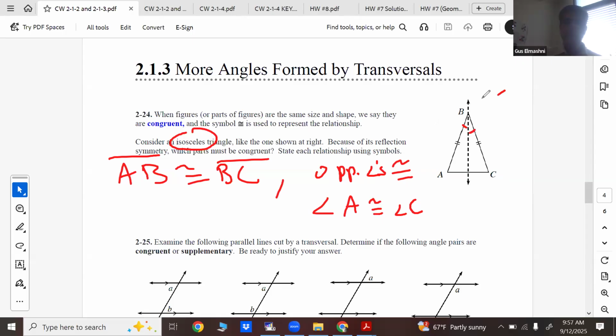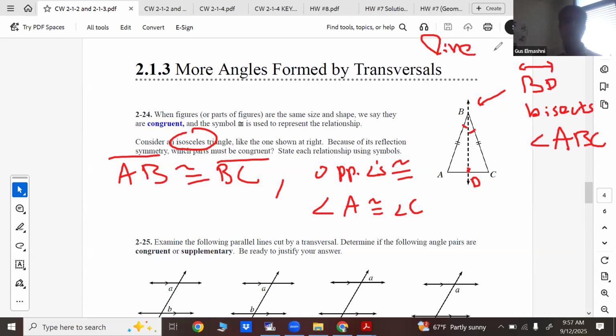So it looks like that's going to be an angle bisector. Let's say I call this D. BD, line BD, bisects angle ABC. That's always true because of the symmetry, right? Because of the line symmetry, we know this.